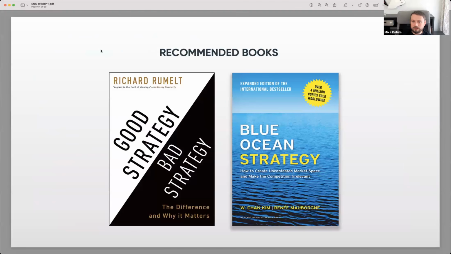And recommended books that I mentioned before: Good Strategy, Bad Strategy, which is a perfect book, and Blue Ocean Strategy, again a good book for better understanding your business.